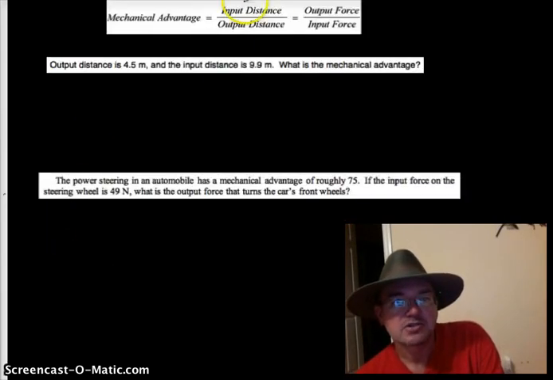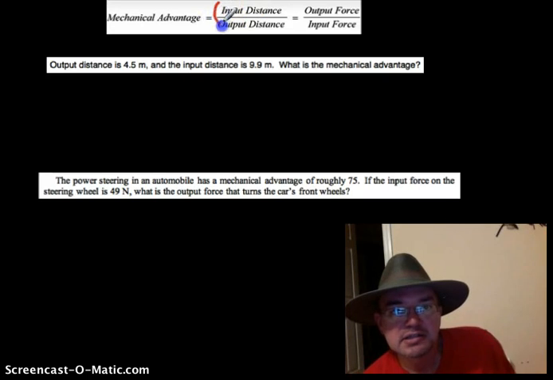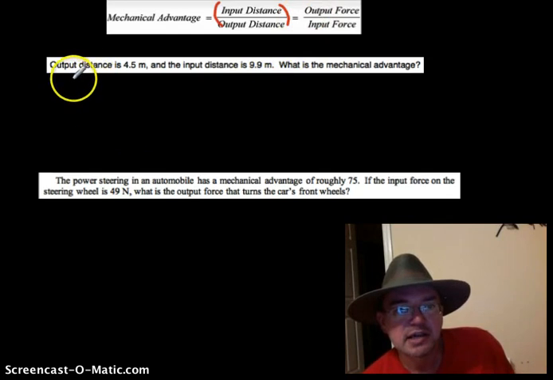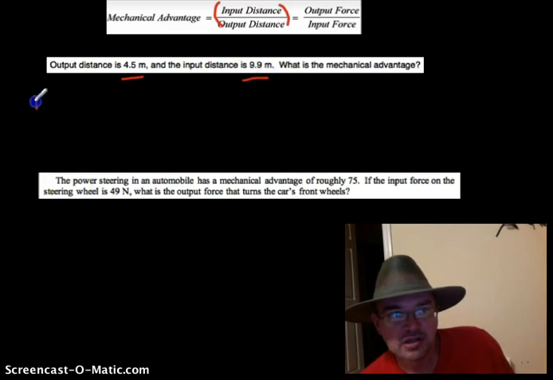Okay, mechanical advantage is going to be input distance over output distance, or output force over input force. Let's see what we have here. Output distance is 4.5 meters, so that's the output. It'll be on the bottom. Input distance is 9.9 meters. So what's the mechanical advantage? Input distance is first, so that'll be 9.9 meters. Output distance will be on the bottom, 4.5 meters.